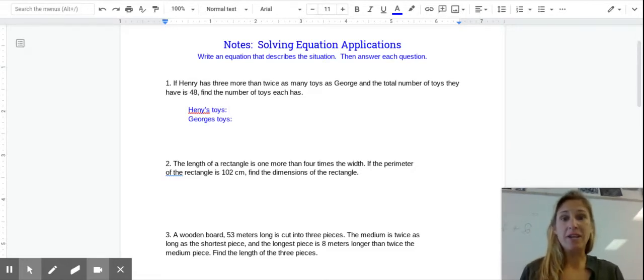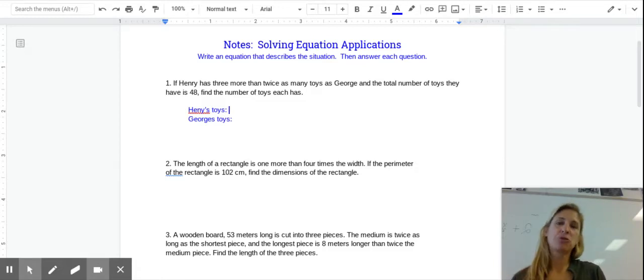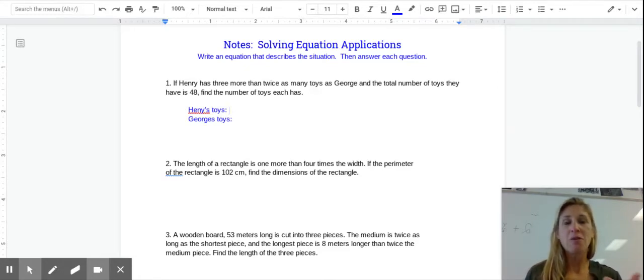Now, this seems like a waste, right? Why don't we just think about it? Why don't we think, if the total number of toys they have is 48, well then, maybe Henry has 1 and George has 47. Maybe Henry has 2 and George has 46. It would take us so long to go through all of those possibilities. We want to use algebra to guide us so we don't have to go through all of the possibilities.